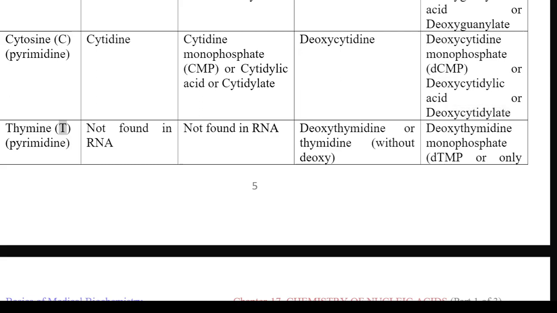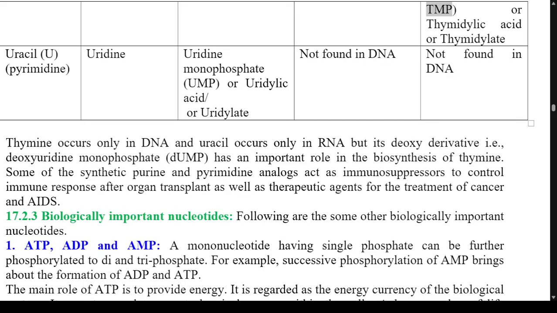Thymine, T. Pyrimidine. Not found in RNA. Deoxythymidine, or thymidine without deoxy. Deoxythymidine monophosphate, dTMP or only TMP, or thymidylic acid or thymidylate. Uracil, U. Pyrimidine. Uridine. Uridine monophosphate, or uridylic acid or uridylate. Not found in DNA.